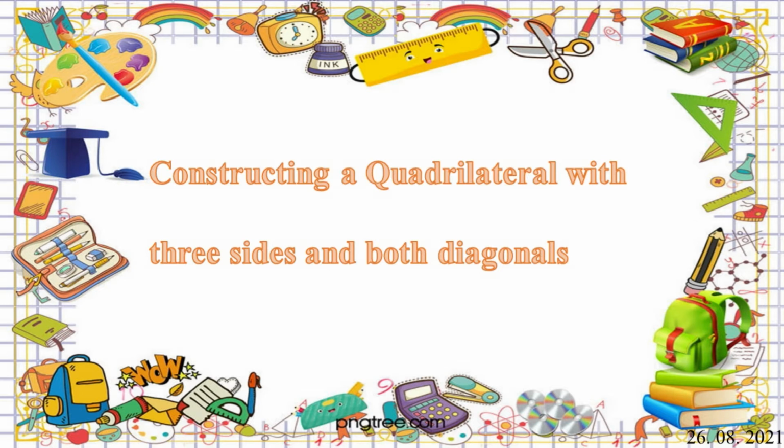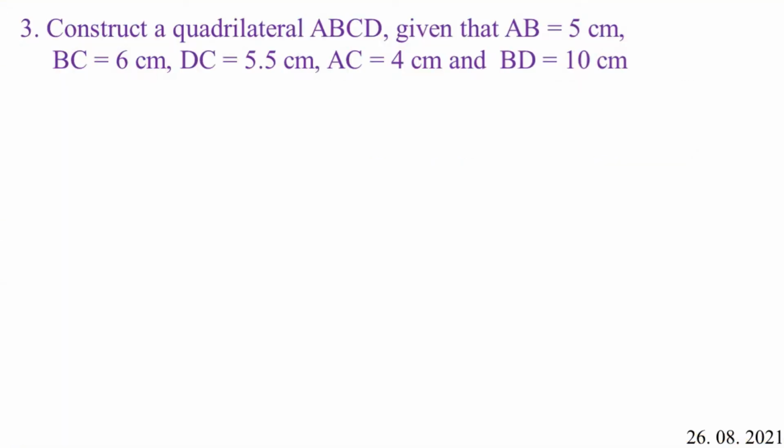Dear children, in previous class you have learned to construct a quadrilateral given 4 sides and 1 diagonal. In today's class you are going to learn how to construct a quadrilateral given 3 sides and 2 diagonals. Now let us move to the exercise sum.